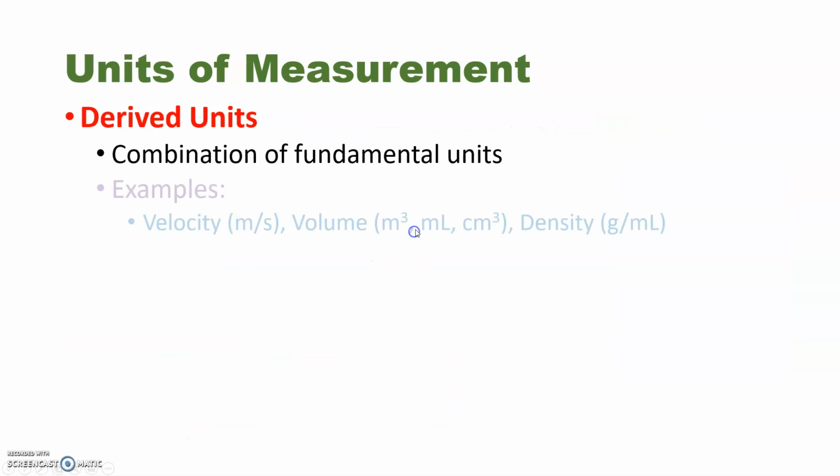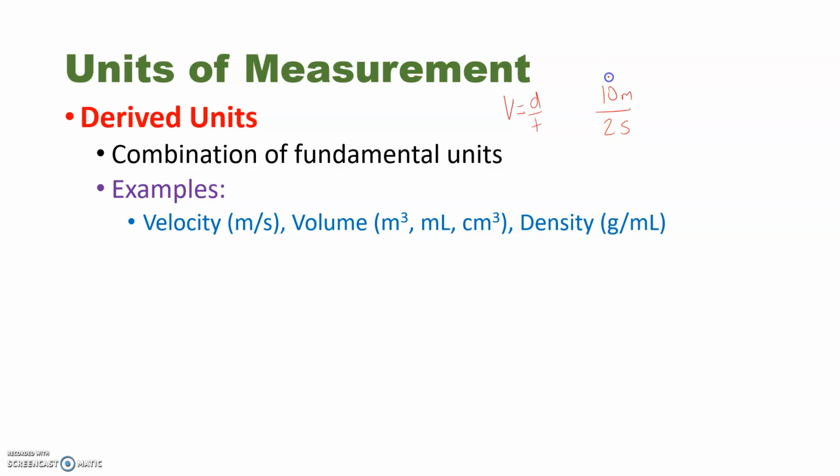Derived units. Whenever you combine some of the fundamental units, you come up with a derived unit. So if you remember from physical science or earlier, velocity equals distance divided by time. If you go 10 meters in 2 seconds, you do the math on the numbers here, and you get 5. But you also have to do the math to the units. You get 5 meters divided by seconds, or meters per second. This is a derived unit. You had to apply math to create that unit. It's not one of the fundamental units.